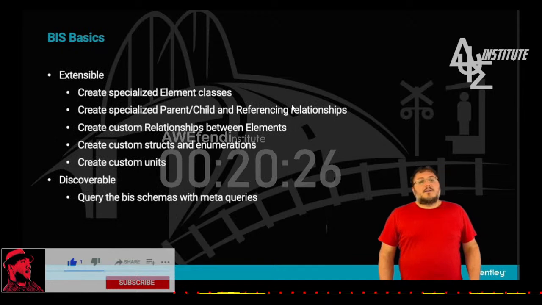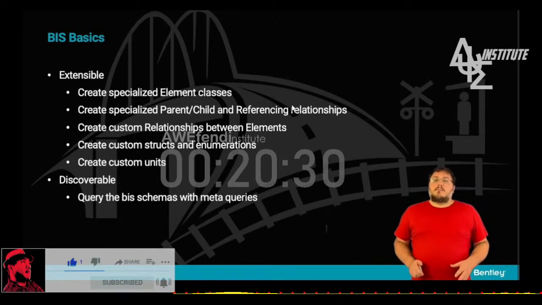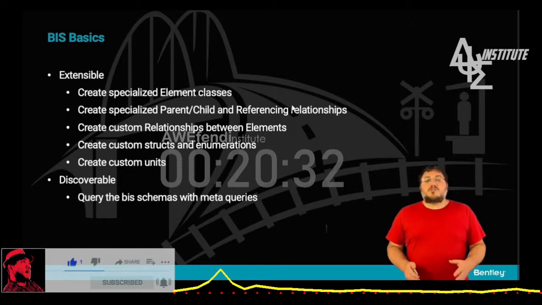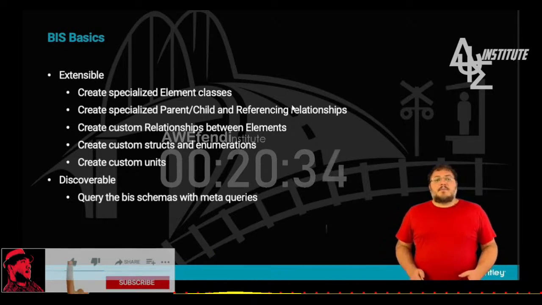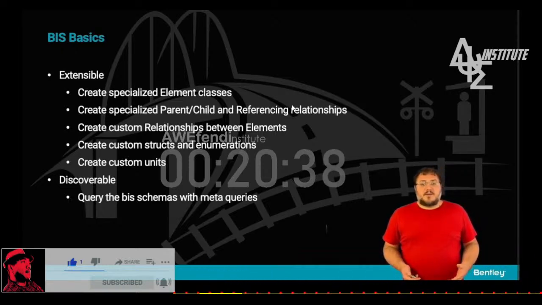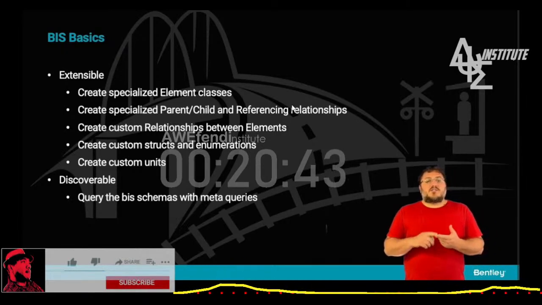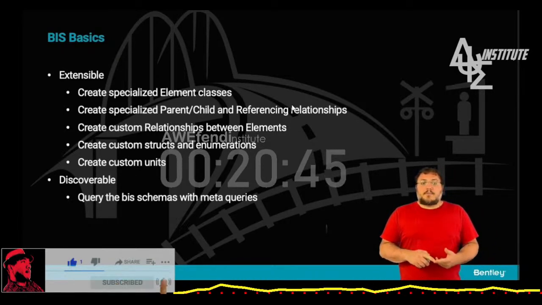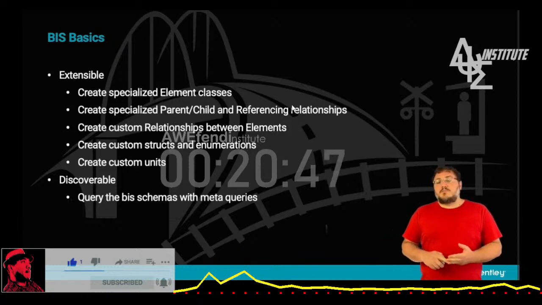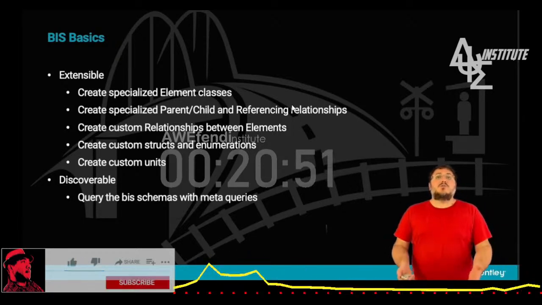Now, let's talk a little bit more about extensibility and really hammer this home, because you can create your own specialized element classes, your own specialized parent-child and referencing relationships, create your own totally custom relationships. You can create structs for complex properties. You can create enumerations. You can create custom units. So if there's a dimension that we don't have support for out of the box, you can add it.